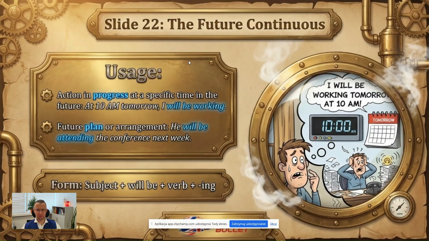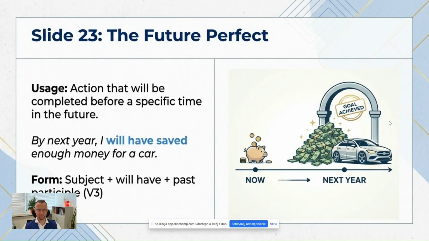And the future continuous. Action in progress at a specific time in the future. At 10 a.m. tomorrow, I will be walking. I know it. I know my schedule. At 10 a.m. tomorrow, I will be sitting in my office and working. For future plan or arrangement, he will be attending the conference next week. We know that next week he will be on a business trip and he will be attending the conference for a few days. So something that will be continuous at a certain point of time in the future.